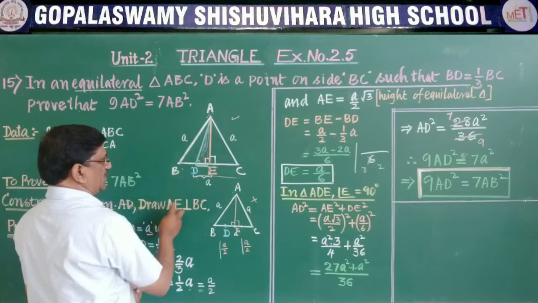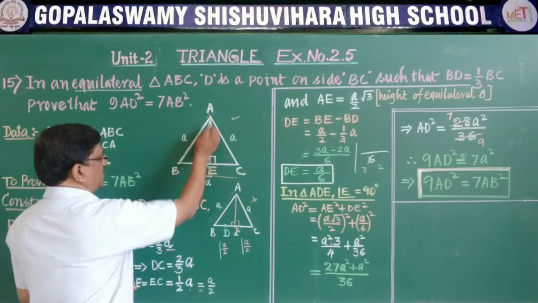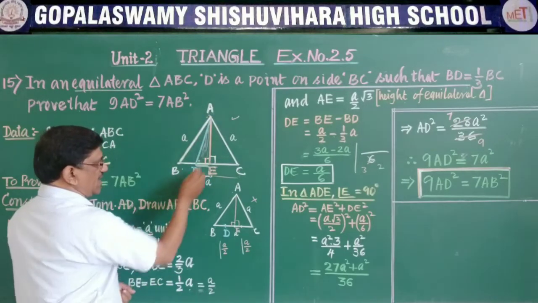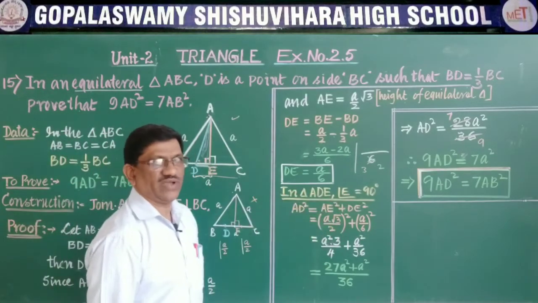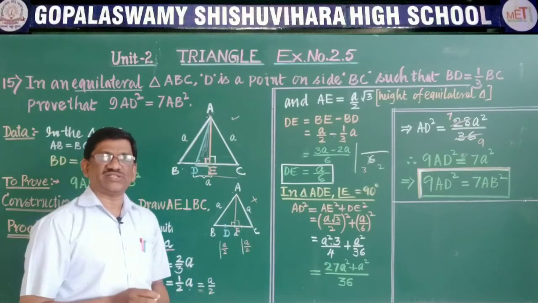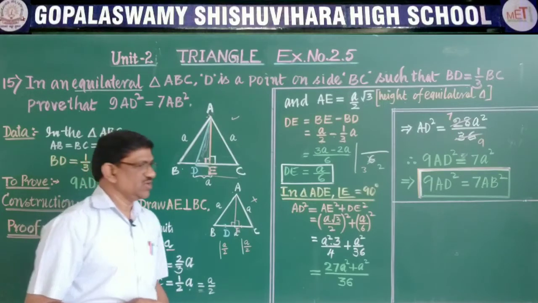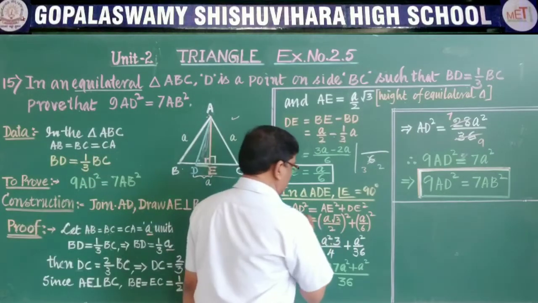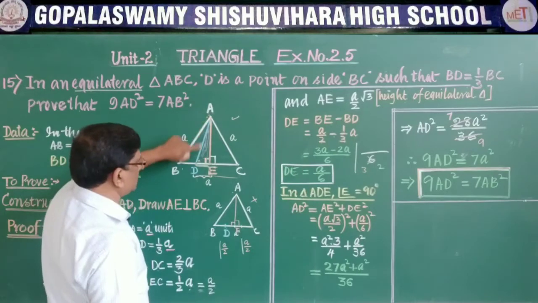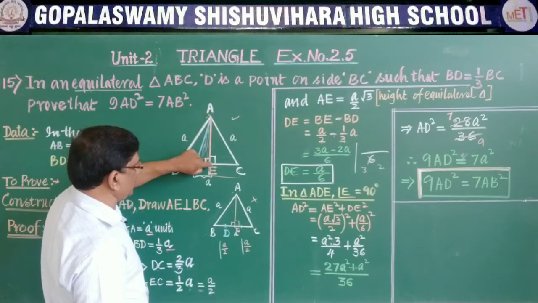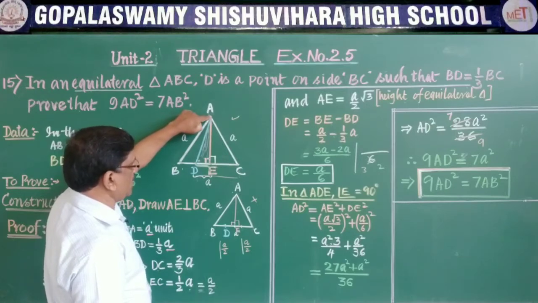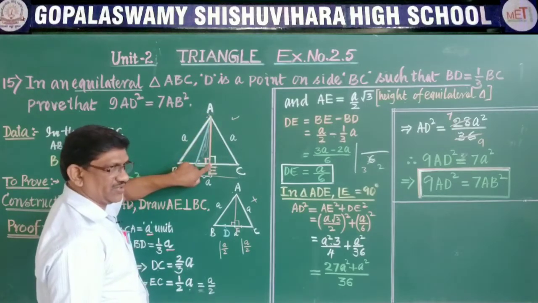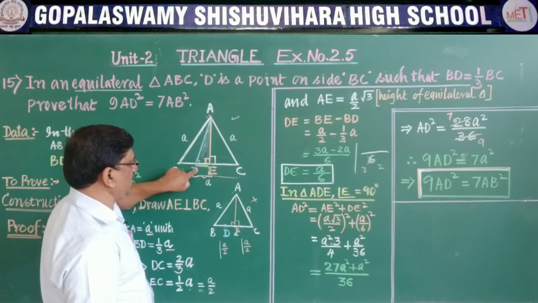Consider the triangle ADE. In the triangle ADE, angle E is equal to 90 degrees, isn't it? So whenever you see a triangle which has a right angle vertex, you can apply the Pythagoras theorem. According to the Pythagoras theorem, in the triangle ADE, AD is the hypotenuse, AE is the perpendicular side and DE is the base.